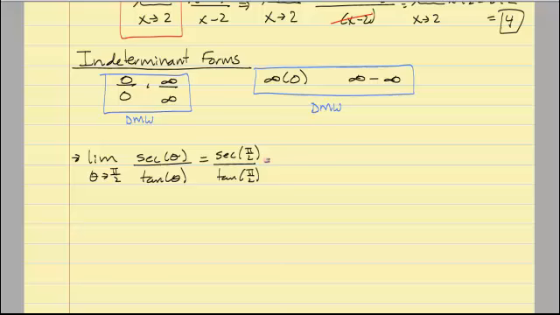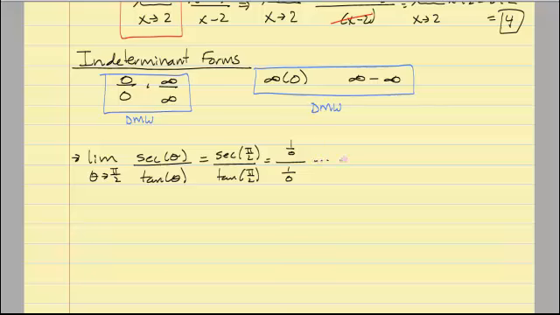Evaluating here, the secant of pi over 2 is actually undefined. It's 1 over 0. And remember, secant is 1 over cosine. The cosine of pi over 2 is 0. Tangent of pi over 2 is the same as the sine of pi over 2 over the cosine of pi over 2. So I get 1 over 0 divided by 1 over 0. Now at this point you don't want to say anything divided by itself is 1 because these fractions are undefined.